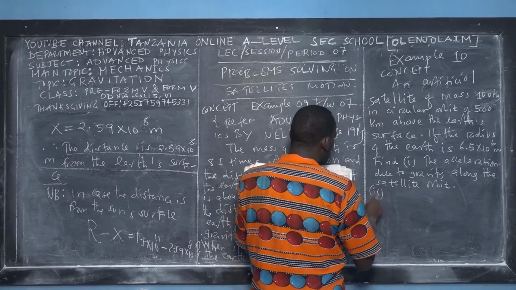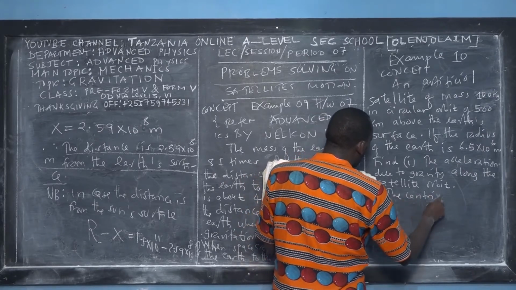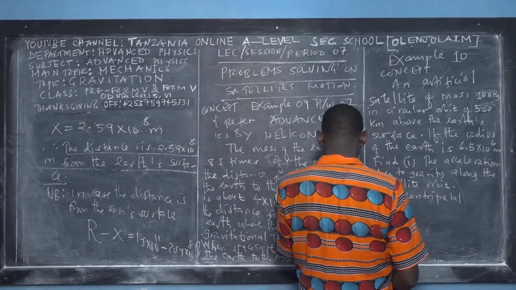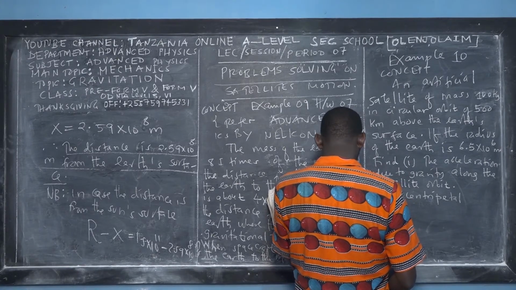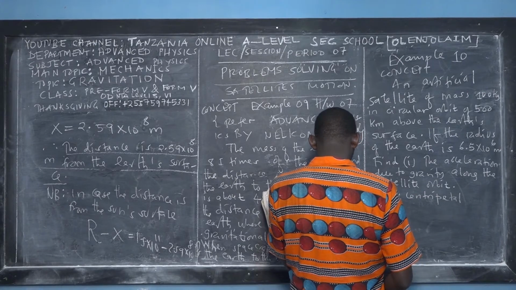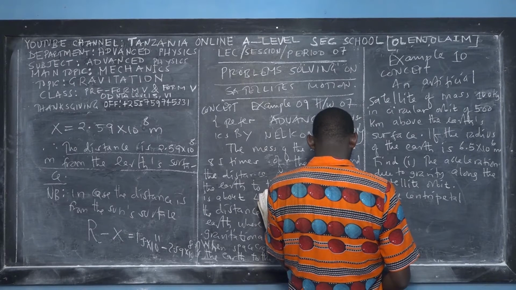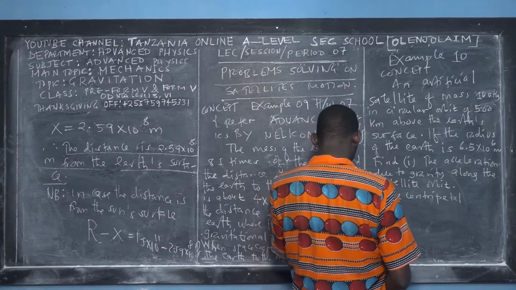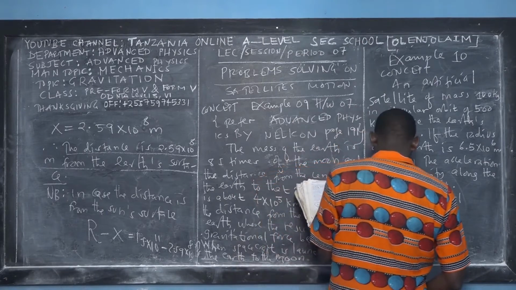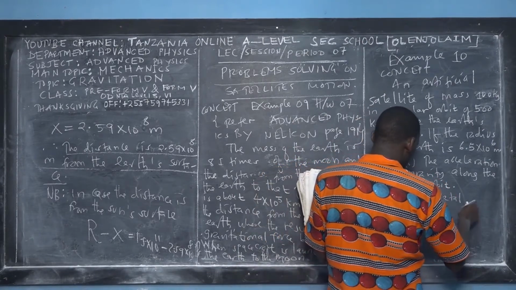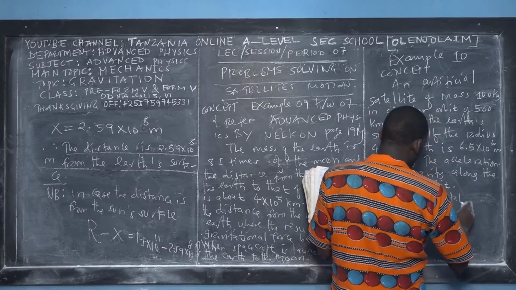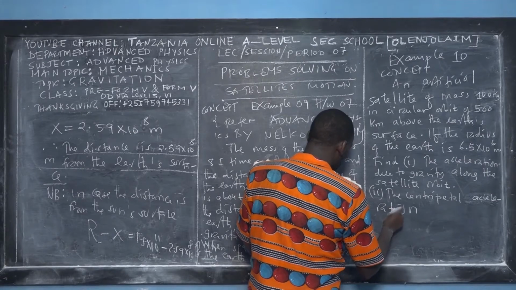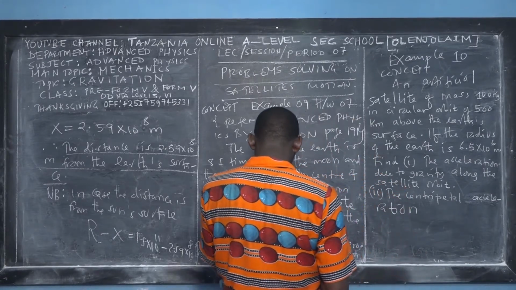Then Roman 2, find the centripetal acceleration of the satellite.